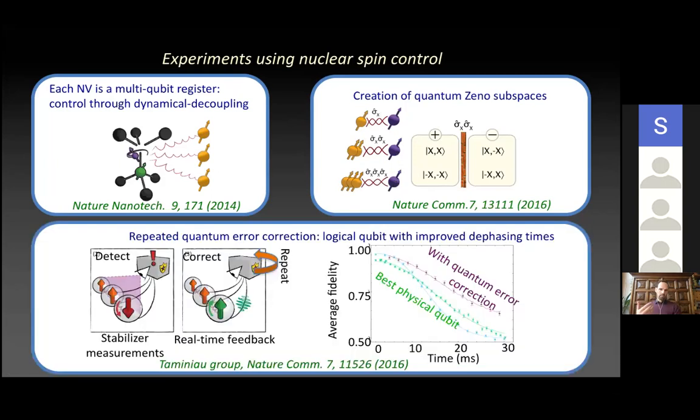Now, people that are familiar with quantum computing know that what we're talking about, of course, is very closely related to quantum error correction. In 2016, the group of Tim Taminiau in Delft, together with my group, did an experiment where we took 3 of these nuclear spins, encoded a logical qubit, and did an error correction cycle without decoding the electron, decoding these nuclear spins. We actually stay inside, do the parity measurements, do a correction, and so on. And we could show that we could actually beat the dephasing time of the best physical qubit using this quantum error correction.